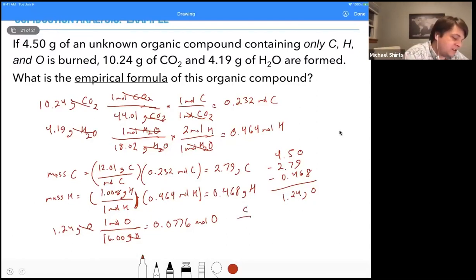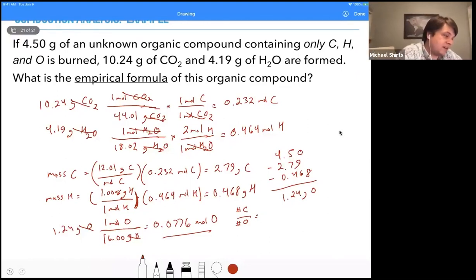So we have C over O, the number of C, number of O. Why oxygen? Because that's the lowest number. That's usually the best one to go with. There's more carbon and hydrogen, so let's divide by the lower one so that we get larger numbers in the things that there's more of. So that gives 0.232 mole C per 0.0776 mole O. 2.99 is the ratio of carbon to oxygen.